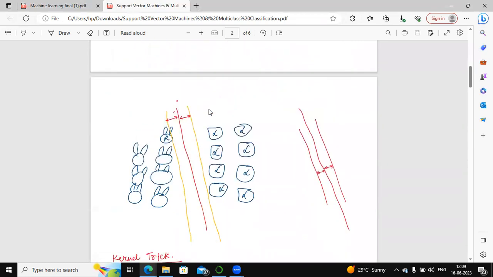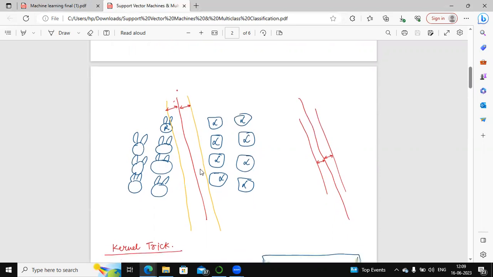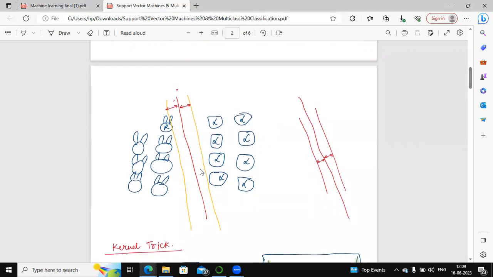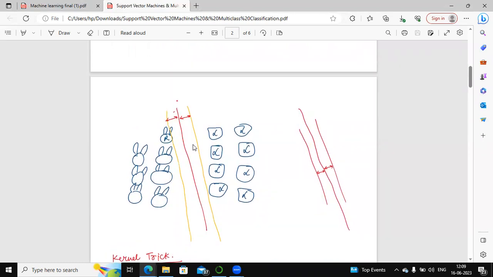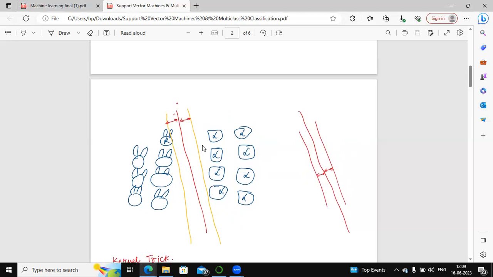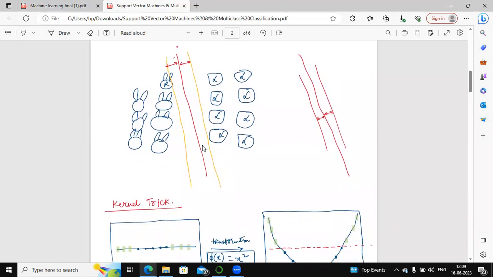But if you see here, if we draw parallel lines like this, you can see we have a very small margin, right? The support vectors are close to each other, and also close to the hyperplane, which is not a good thing. So our decision boundary should be in such a way that it has the maximum margin possible from the support vectors. So this is our goal.